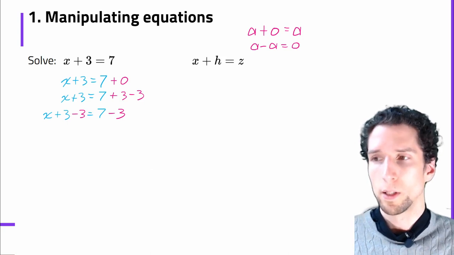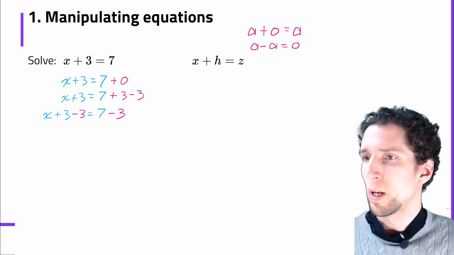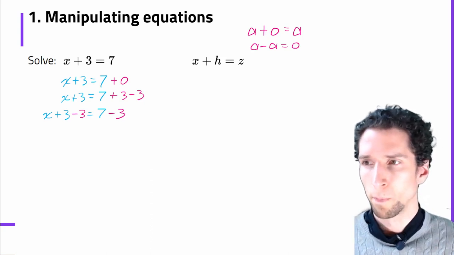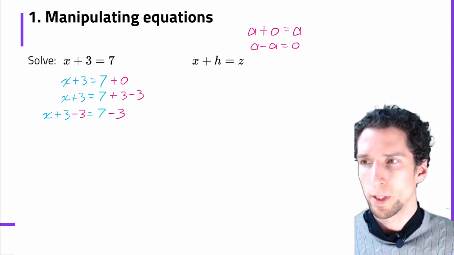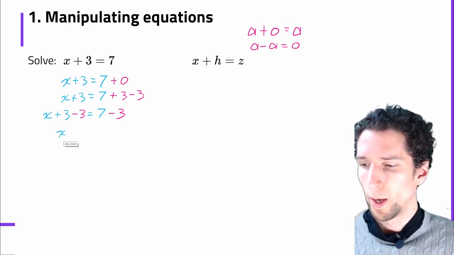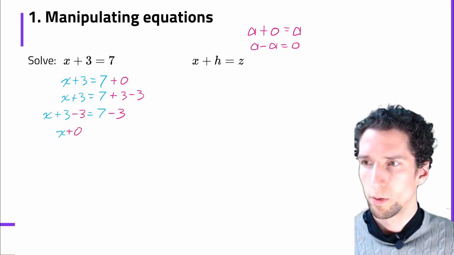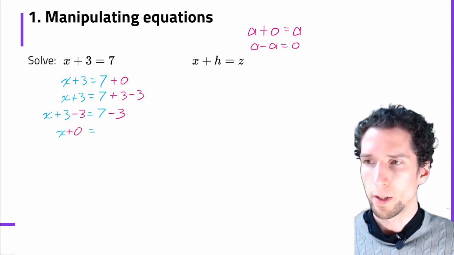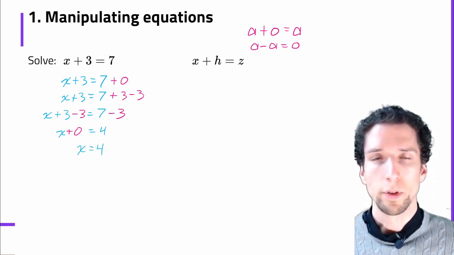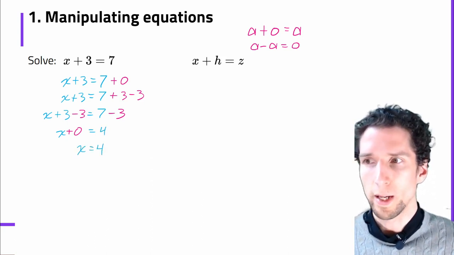Still balanced. I'm still doing the same thing on each side here. This doesn't break anything. So at this point, it's pretty easy to simplify. Plus 3 minus 3 on the left is just 0. X plus 0 is equal to 7 minus 3, which is 4, and then obviously x is equal to 4. But this is the idea.